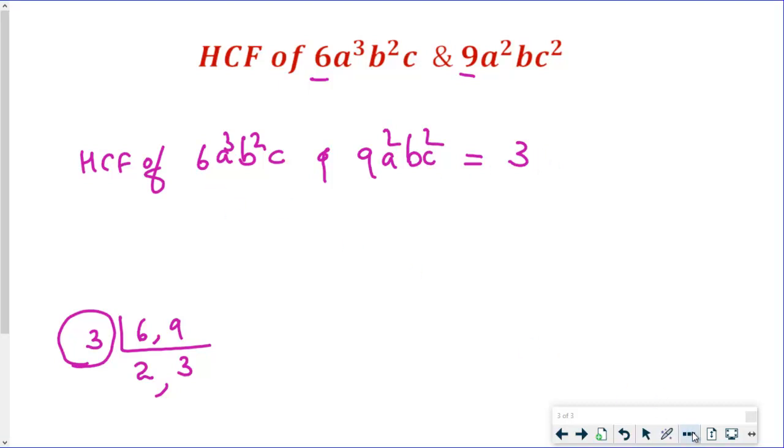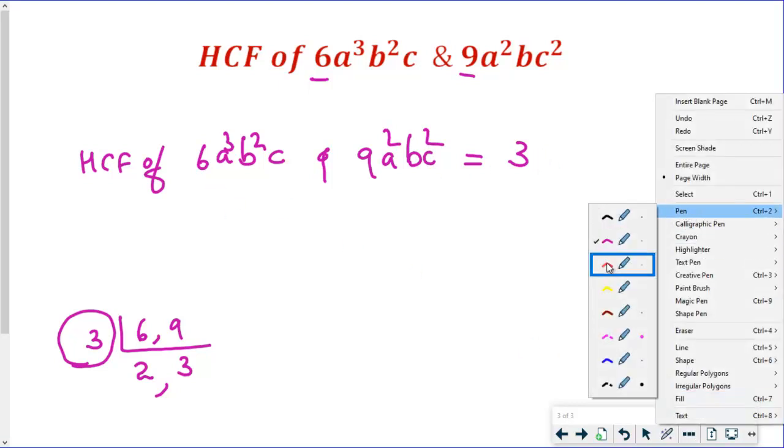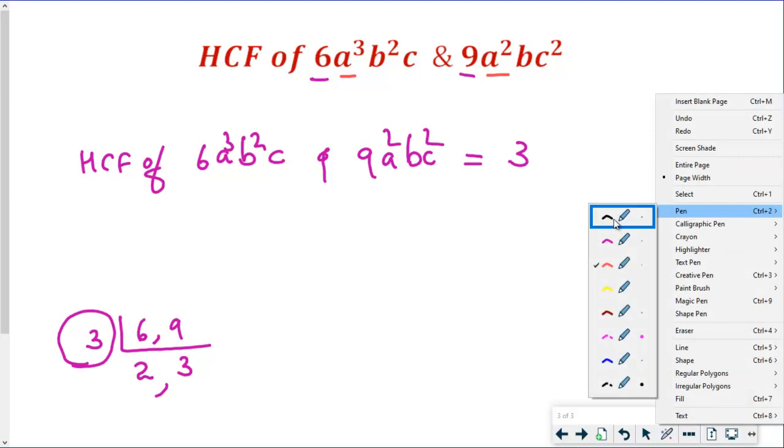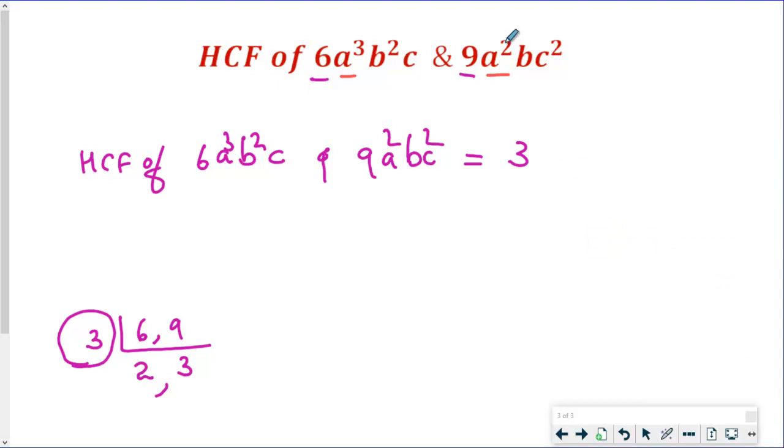After that you have to go to the variables. The first variable is a: a cube in the first, a square in the second. For each variable we have to take the one with the minimum, that is the lower power. Here the lowest power is a square. This a square you have to take. We should not take the higher power; we take the lower power. That is, a square is common in both monomials, but a cube is not common. So we take the variable with the lower power.